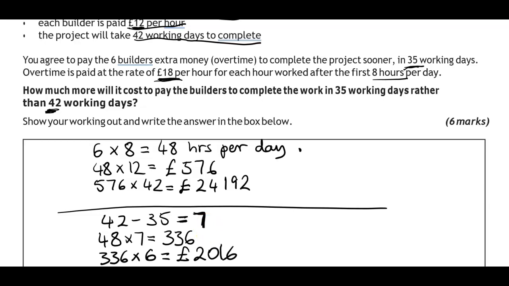£2,016. And the question was, how much more will it cost to pay the builders to complete the work in 35 working days? And that is £2,016 more.